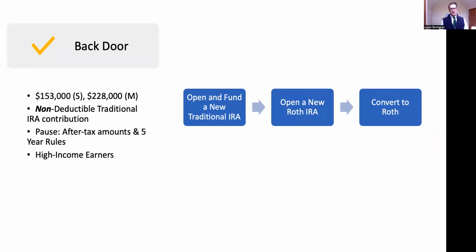Well, the ability to contribute to a traditional IRA is higher. And so what we can do with this, we see here, we can do a non-deductible traditional IRA contribution. So for individuals, see the income limits, 153,000 for single, 228,000 for married. So if we're in those ranges there, we can make the non-deductible traditional contribution. So how does this work? Well, to get that money into a Roth IRA where we wouldn't normally be able to contribute.